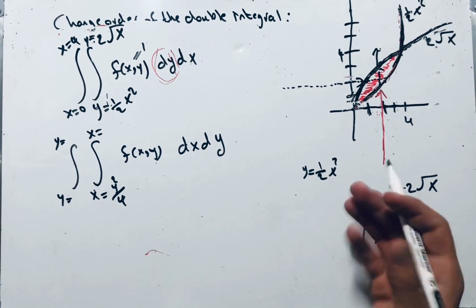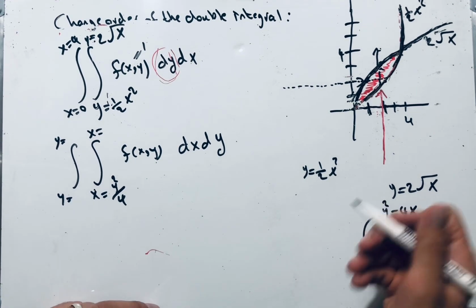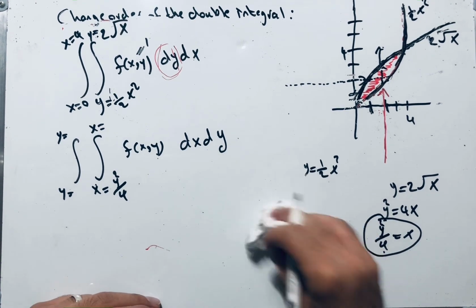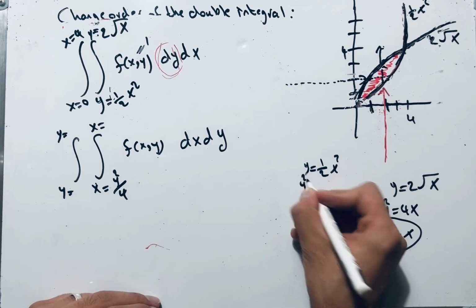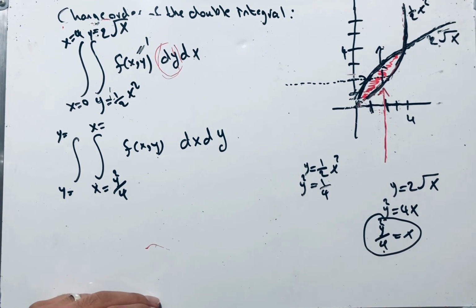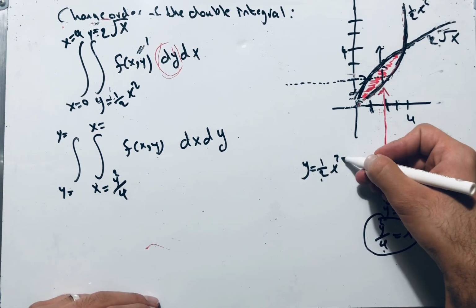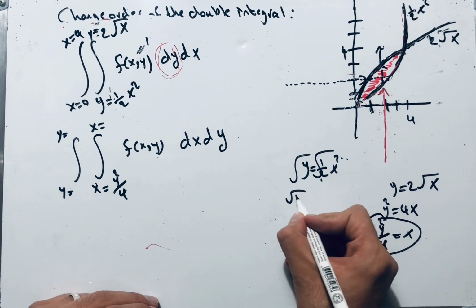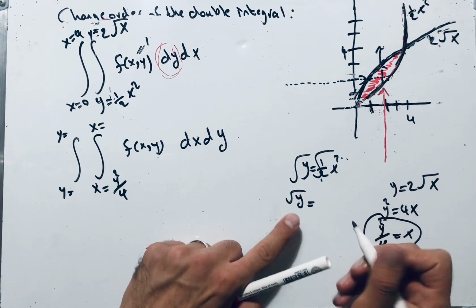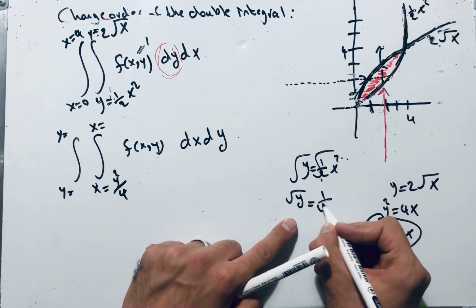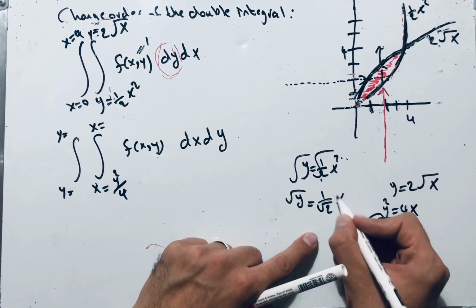Again, I just adjust the equation in a way that I get x. I want to get rid of the power, so I'm going to take the square root of both sides. So this becomes the square root of y, and this becomes 1 over the square root of 2 times x.